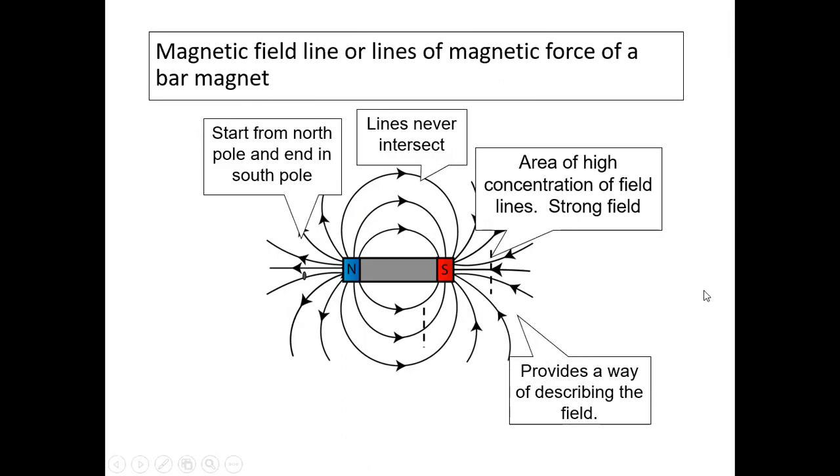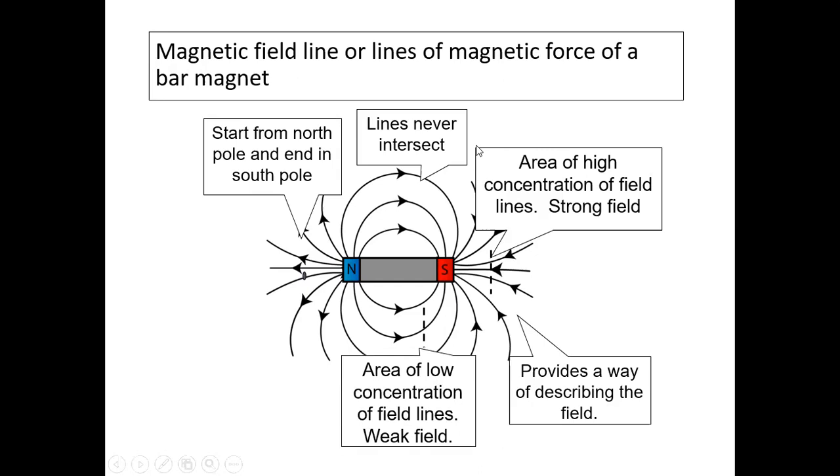The lines are basically just imaginary. They describe the way the field behaves. And then in this area there, you can see very few lines passing through compared to here. So it's a weaker field. Imaginary, it doesn't exist. We just think of it. You can just illustrate it with iron filings.